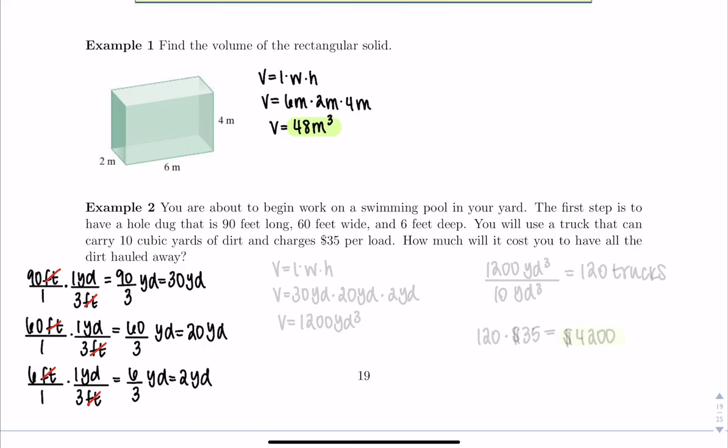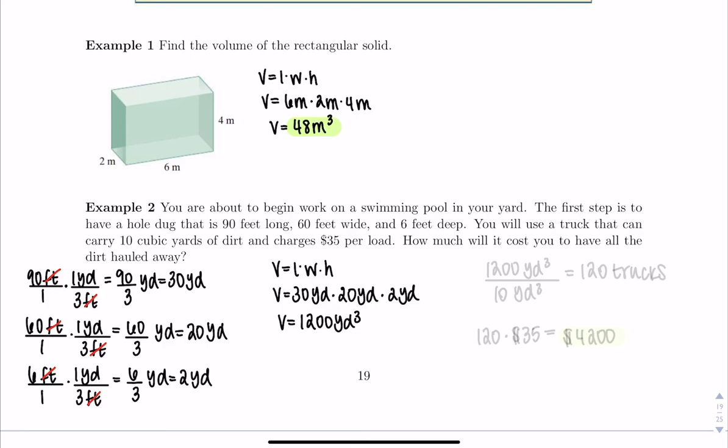And so now we can find the volume of this hole that we're digging. So our volume is 30 yards times 20 yards times 2 yards. And that comes out to be 1,200 cubic yards.